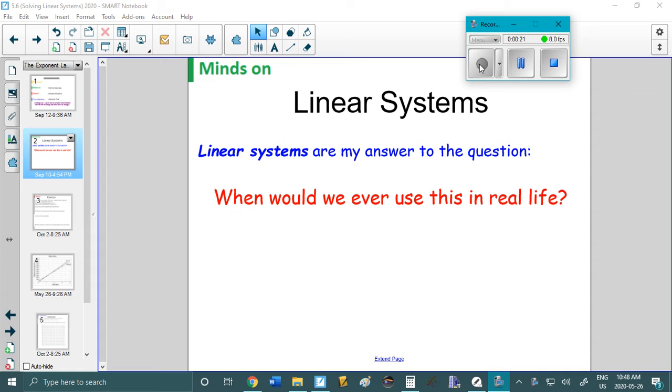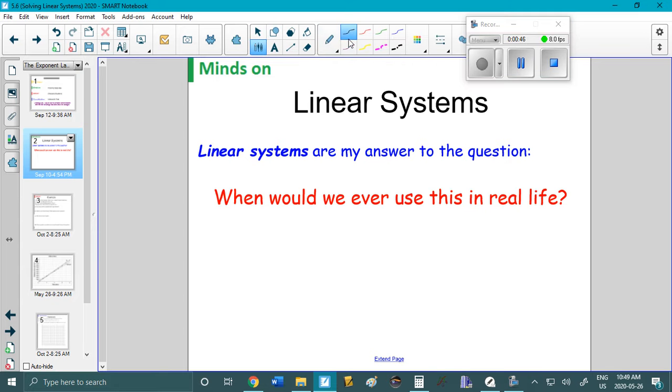So today's topic is linear systems. In grade 10 you'll do an entire unit on just this, but for now, it's just going to be a one-day thing. And it's basically, if you can graph lines, you can already do this. I always say linear systems are my answer to the question, when would we ever use this in real life? Students are always asking me, when would I ever use this? Like, I'm never going to use any of this math for real.